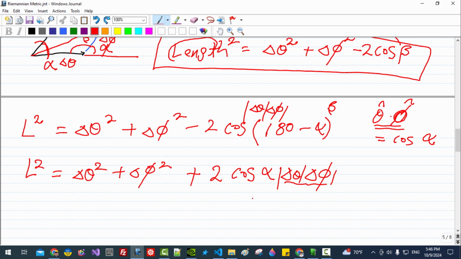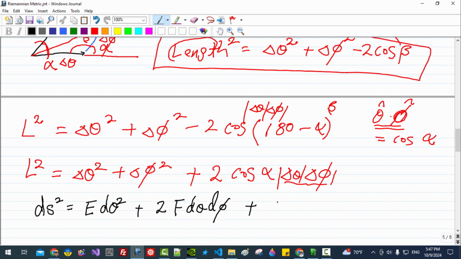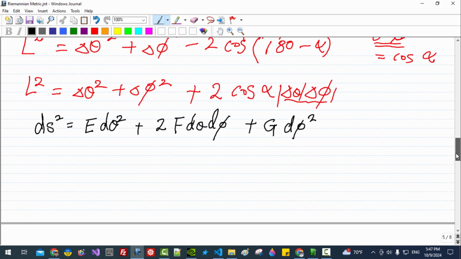Then from this I denote ds square equals E d theta square plus 2 F d theta d phi plus G d phi square. Now scroll down.